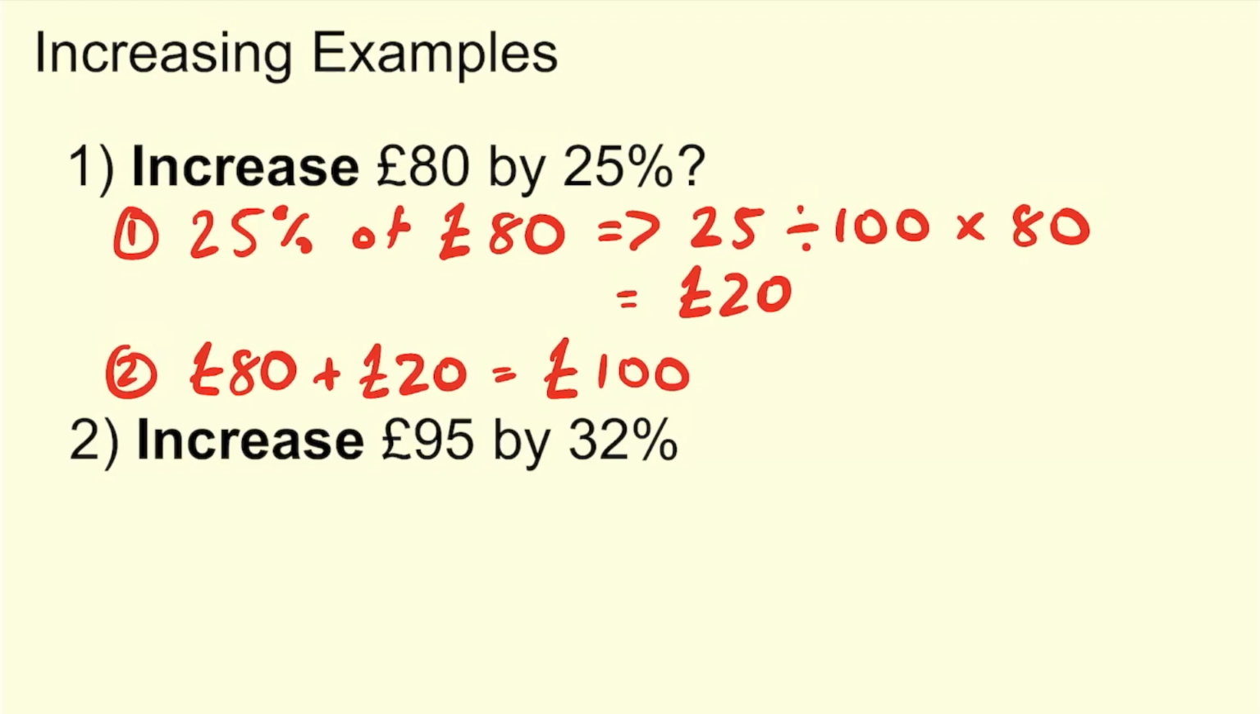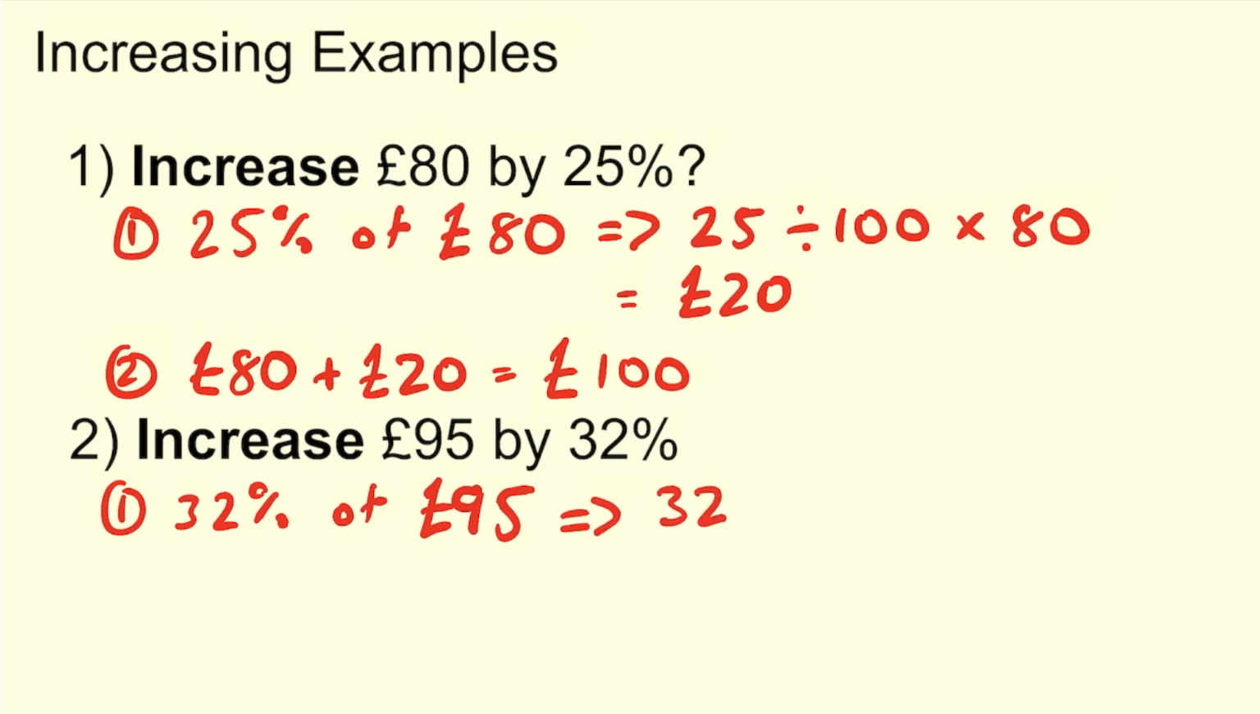Let's look at example number 2, where we're going to increase £95 by 32%. If you're confident you know how to do this, please feel free to pause the video and do it yourself and then check the answer afterwards. Right, so part 1, we're going to find 32% of £95. So 32% of £95 goes to 32 divided by 100 times by 95, which is £30.40.